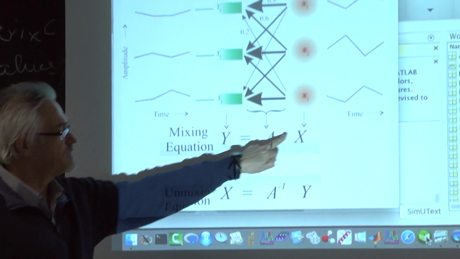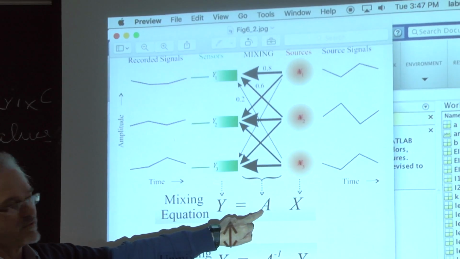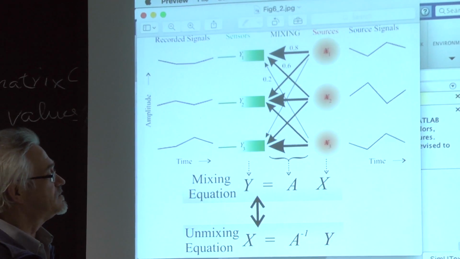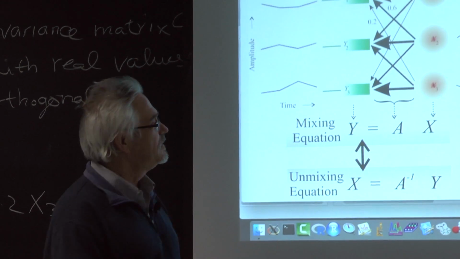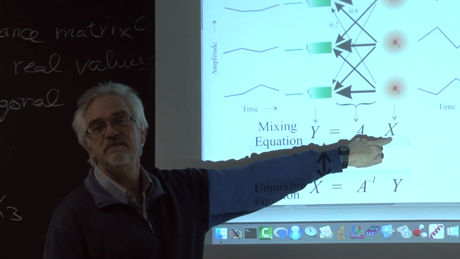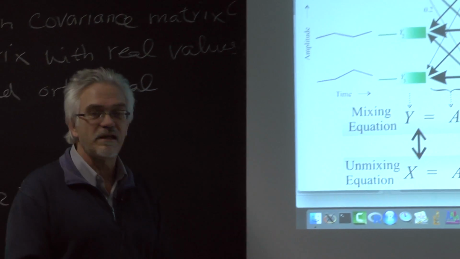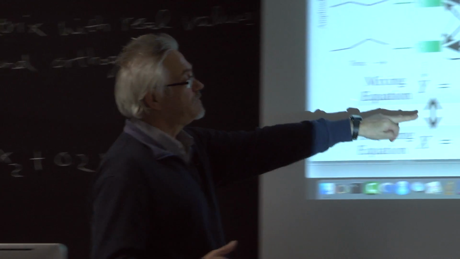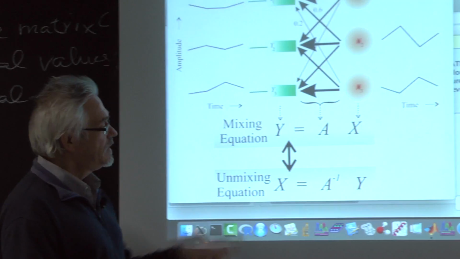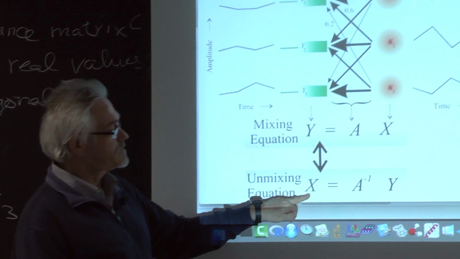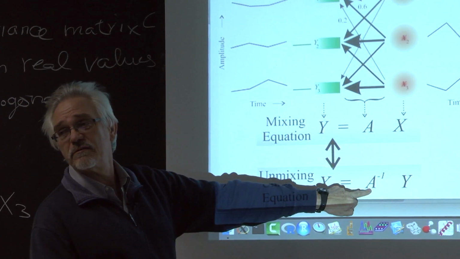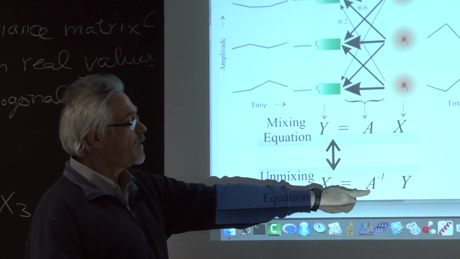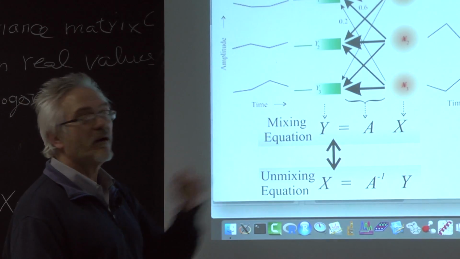I know what my sources are, I happen to know the mixing rules, and I can compute what the sensors are doing. The neuroscientist says, that's nice, but I know this one and I want to know that one. In some cases where you have a tractable problem like here, if A is an invertible matrix, which it happened to be here, I can recompute my sources by computing the product A minus 1 times Y. I know Y because I measured it, and I know A minus 1 because I know A. And now I can find my sources.